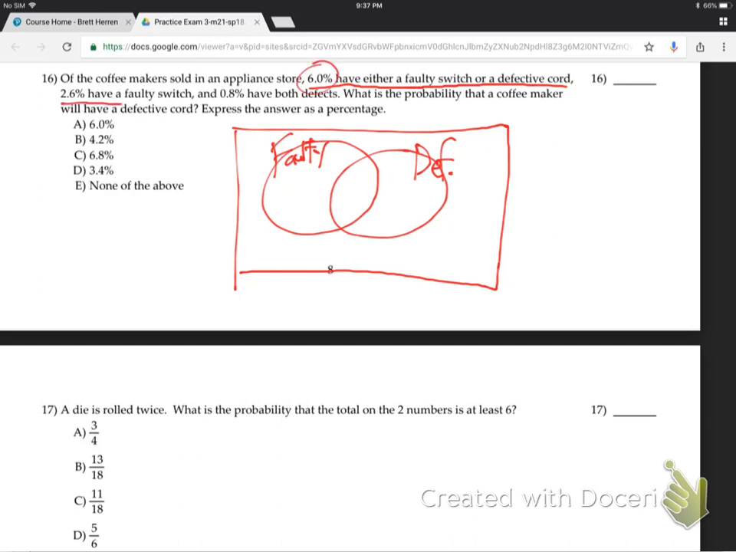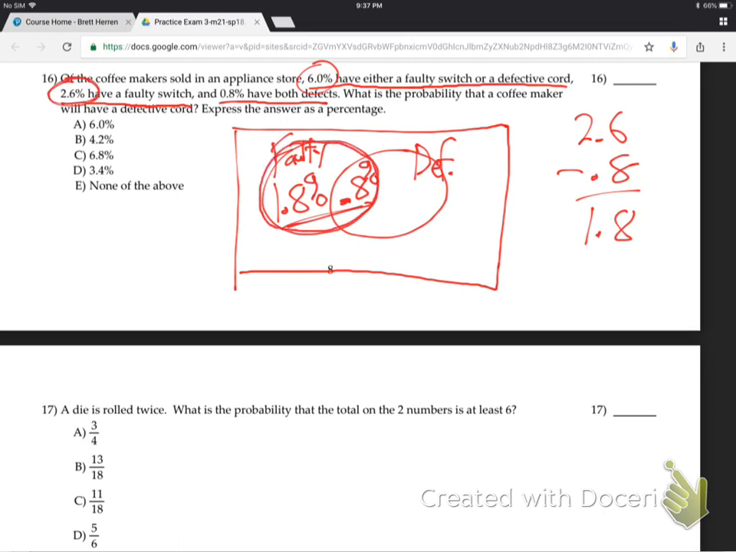Let's go on to this: 2.6% have a faulty switch. Well, we still can't do that one either. Let's move ahead. 0.8% have both, so that goes in the middle. Now, 2.6 have a faulty switch, so this part here plus the 0.8 must make 2.6. If I take 2.6 and subtract 0.8, I get 1.8, right? So this part here must be 1.8%, because together, 1.8 and 0.8 make the 2.6 that are in the faulty switch circle.